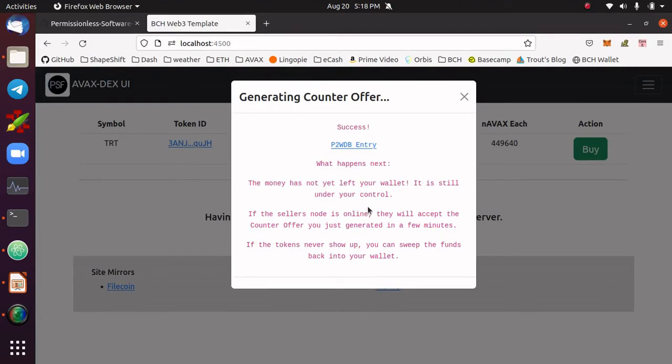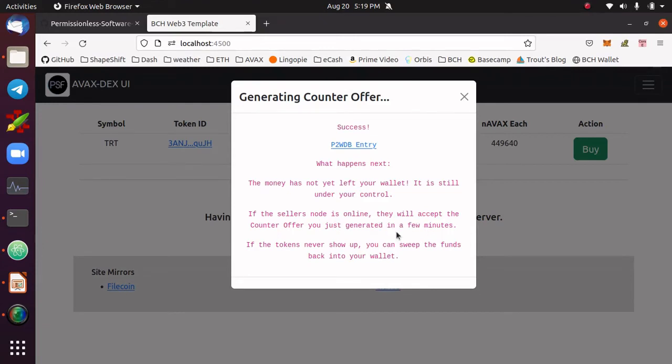So, okay, on success, this is what you'll be presented with. So let me just walk through this. Again, it reiterates that the money's not left your wallet, even though this app might not be able to see it because it only looks at the first address in your keychain. It's still on one of the addresses in your wallet. So it just reiterates that this is the watch portion of the swap protocol, and so the final portion, the pay, depends on the seller's node being online and receiving the counter offer. If they are online, that should happen within a few minutes.